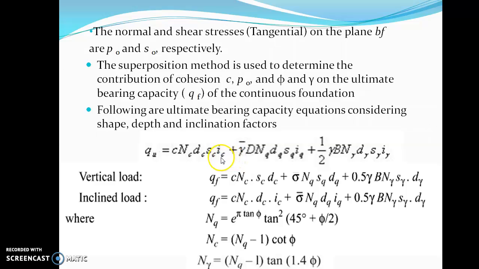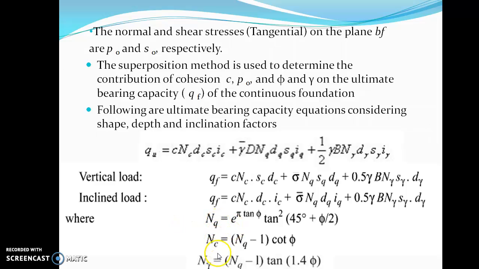When the loads are vertical, you won't find i_c and i_gamma. When the loads are inclined, you are not finding s_c. So there will be slight changes. What is N_c, N_q, and N_gamma? These are bearing capacity factors.